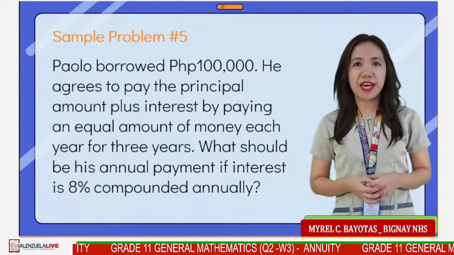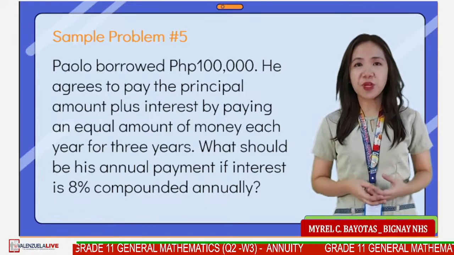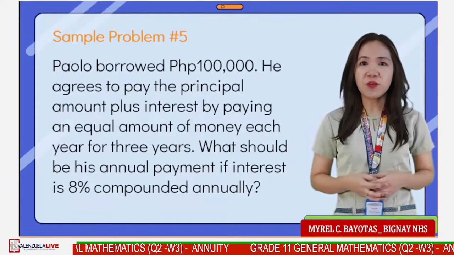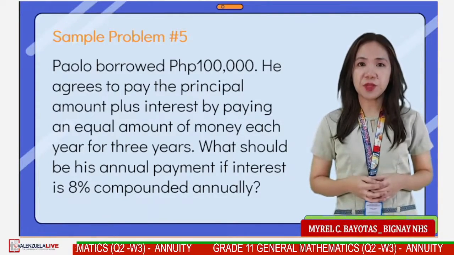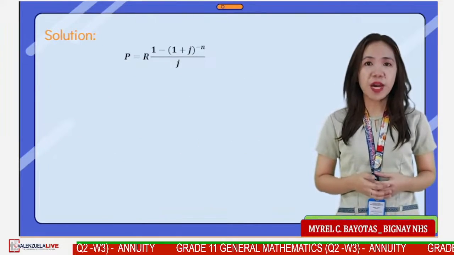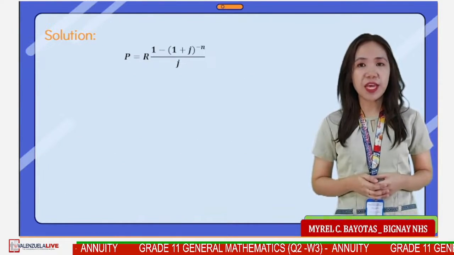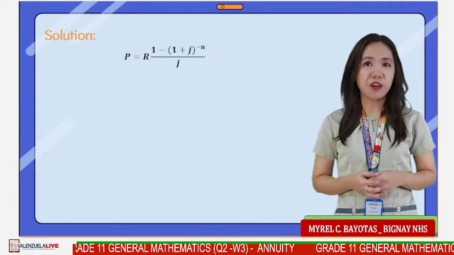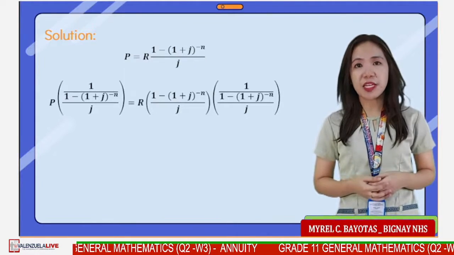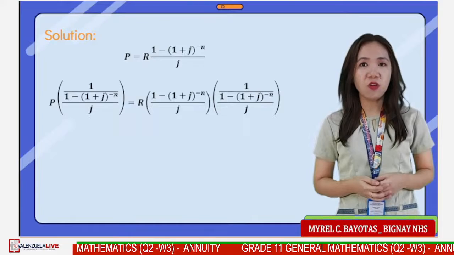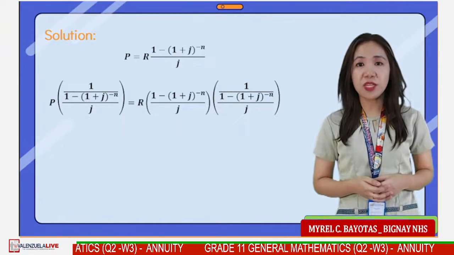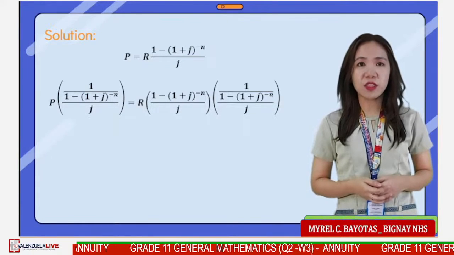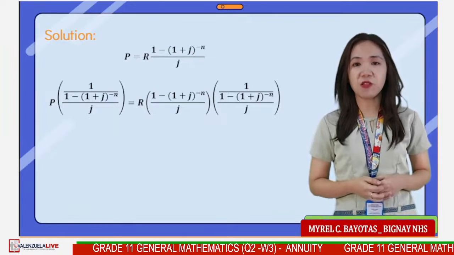Since one of the given data is the present value, we can derive the formula for regular payment from the formula for present value. To derive, we write first the formula for present value. P equals R times 1 minus the quantity of 1 plus j raised to negative n all over j. Then, using multiplication property of equality, we multiply both sides by the quantity of 1 over 1 minus the quantity of 1 plus j raised to negative n all over j to cancel 1 minus the quantity of 1 plus j raised to negative n all over j.